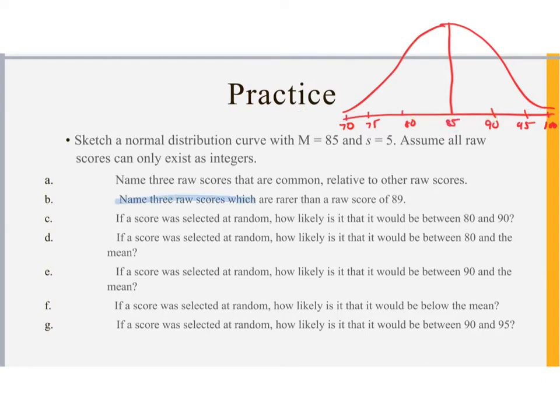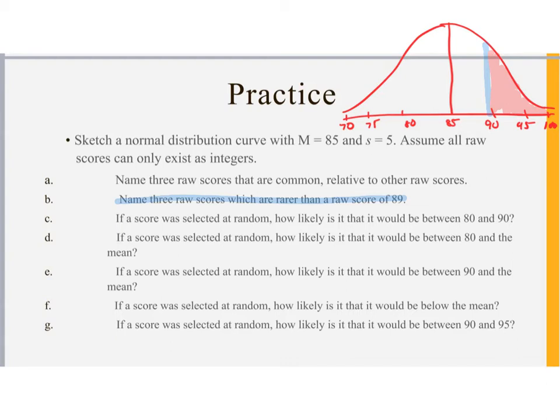Name 3 raw scores which are rarer than 89. Well, we'd first want to identify where that 89 is. It's right around here, and so anything rarer is going to be anything further out into those tails. So a score of 90 or 95 or 100 or 99 or 120. Those are all rarer.